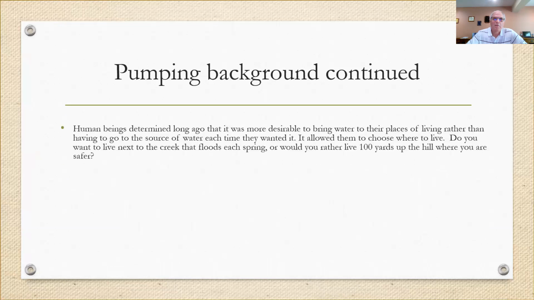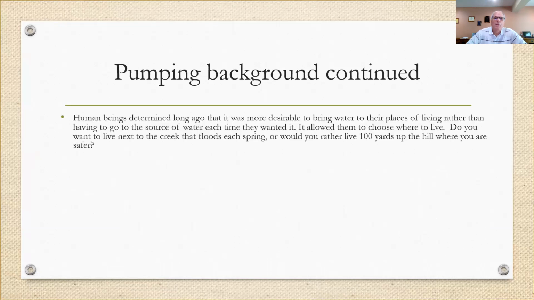This is pumping background. Eons ago, millennia ago, human beings determined that it was more desirable to bring water to their place of residence than it was to go to the water each time you wanted to use it. Being able to do that allowed them the ability to choose where they live.